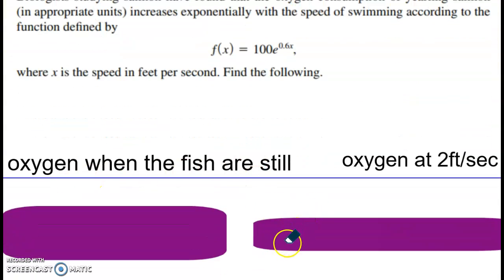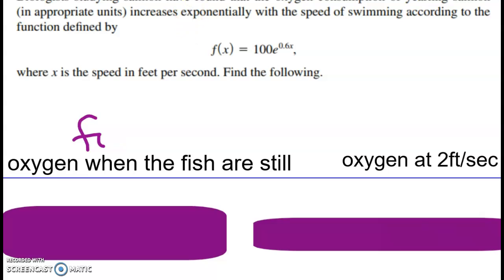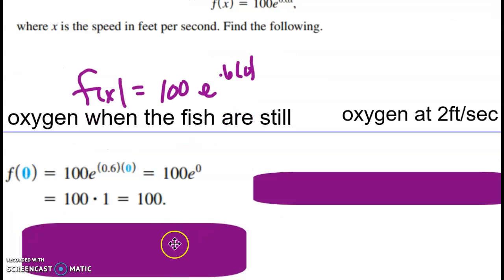Oxygen when the fish are still. Well, when the fish are still, how fast are they swimming? 0, right? 0 feet per second. So when the fish are still, f of x is going to be 100 times e to the 0.6 times 0 power. That's basically e to the 0, which is 1. 100 times 1 is what we're looking for. And so we get 100 units for that oxygen, 100 units.